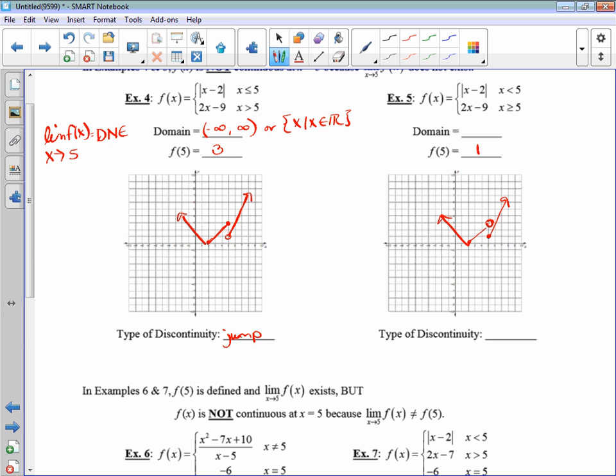What about the domain? Negative infinity to infinity, all real numbers. Still a jump, right, for a type of discontinuity. But our reason, if we're going to say this is discontinuous, is because the limit of f of x as x approaches 5 does not exist. Okay? All right.